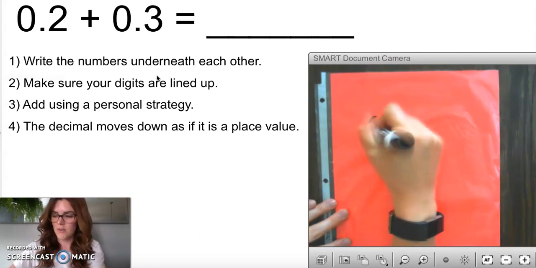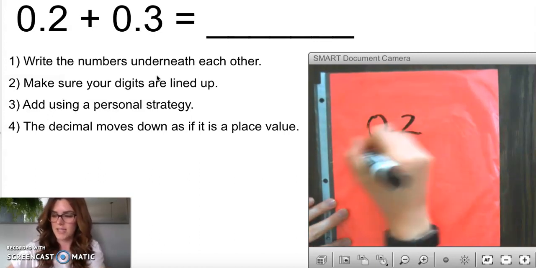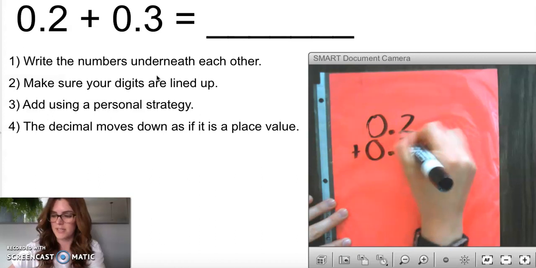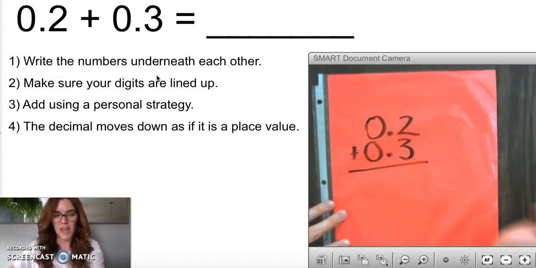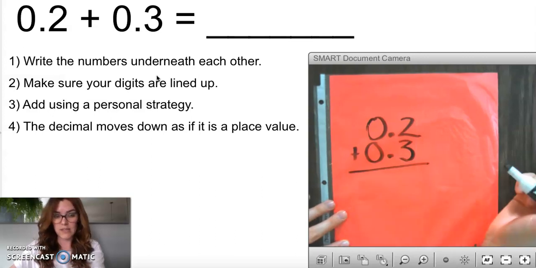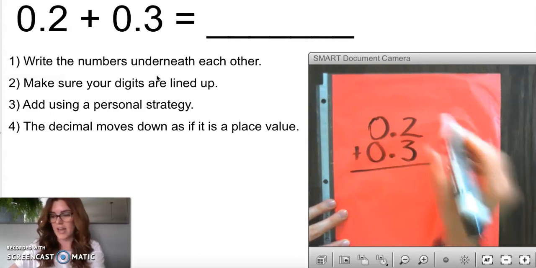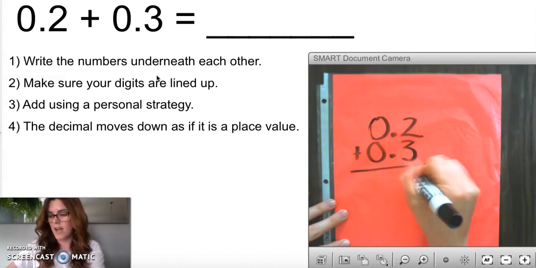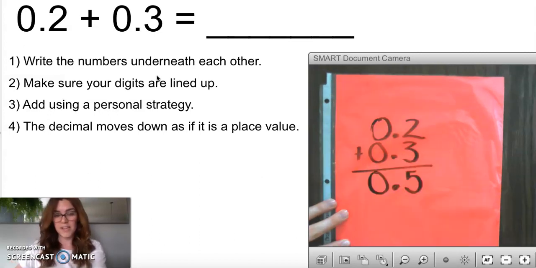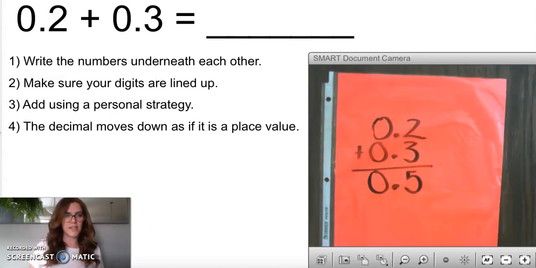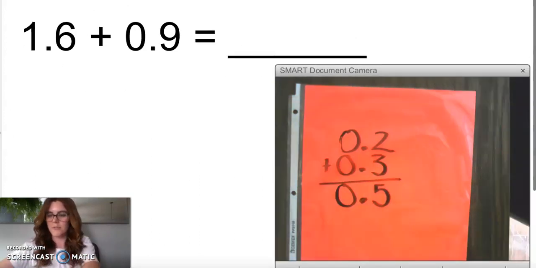So I have 0 and 2/10 plus 0 and 3/10, just like that. Those decimals are stacked right on top of each other. Then I'm going to add using any personal strategies that I have. So I know 3 plus 2 is 5. Decimal, bring that down, and 0 plus 0 is 0. The answer is 0 and 5/10. Let's move on to another one.